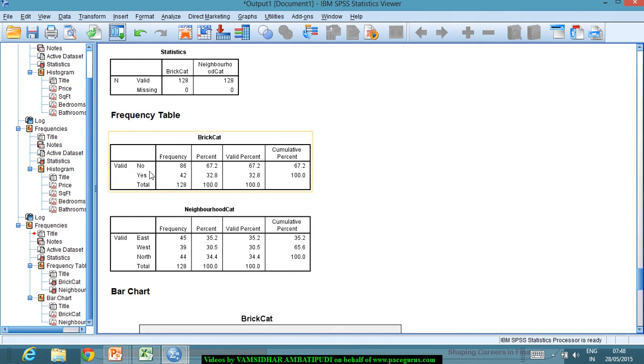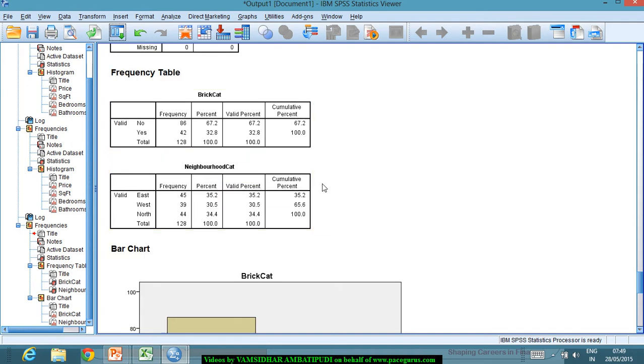Whereas here you have very much got that there are 86 no's per brick and 42 yes's. So percentage-wise, 67.2 percent of the houses don't have brick, and 32.8 percent of them have brick walls. Similarly, when I am looking at the neighborhood category, it says around 35% of them have an east neighborhood, 30.5% of them are in the west, and 34.4. Along with the numbers, even this gives me the percentage.